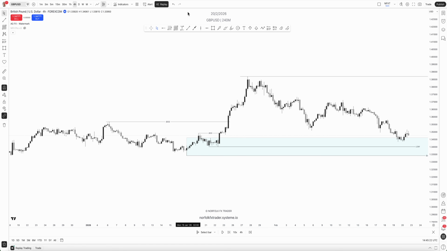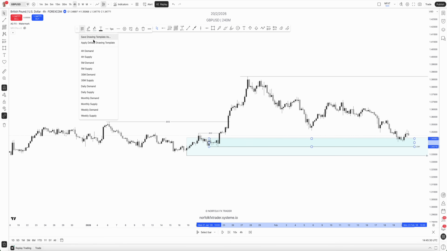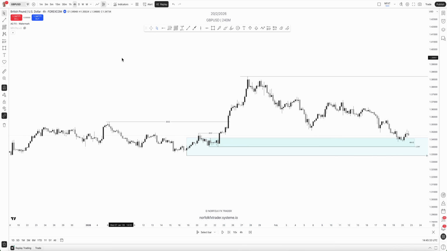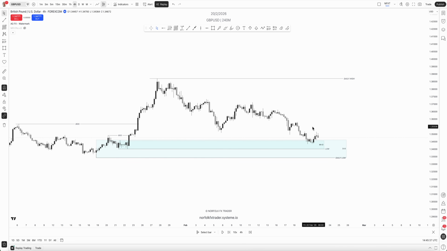So now we have a low. We also have an area of demand that I can mark right here as well. So where's price just come into, it's dropped into that 4 hour demand as well. Now my 4 hour high is the same high as we see here on that daily high. So we have a nested zone here of 4 hour demand inside the daily demand.